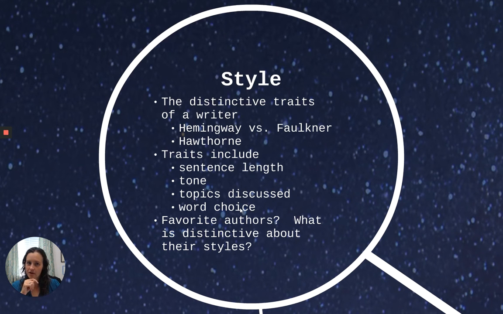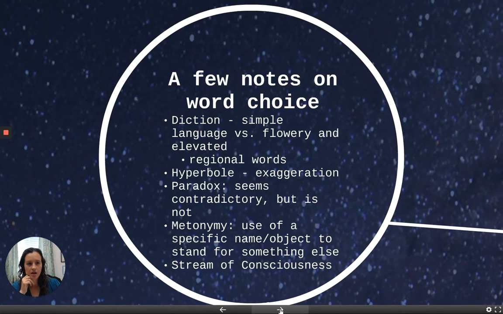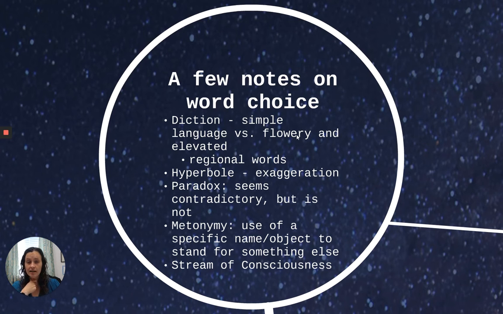And typically we have favorite authors because we really like their style. And once you've read one book from an author, a lot of times you could recognize any other book from that same author because their style carries over from story to story to story, okay? Just a few things about word choice, some terms I want you to know. Diction, there are two types of diction, and that's simple language versus very flowery and elevated diction. Okay, so that also influences writing style is their diction, so their word choice.